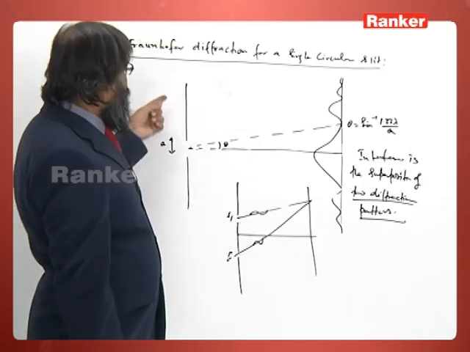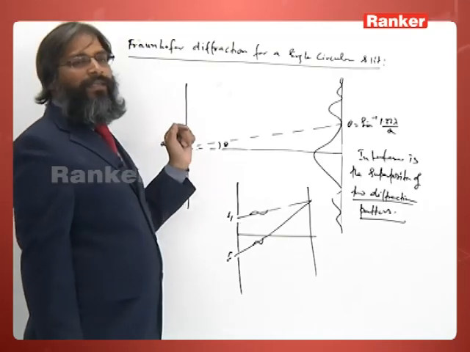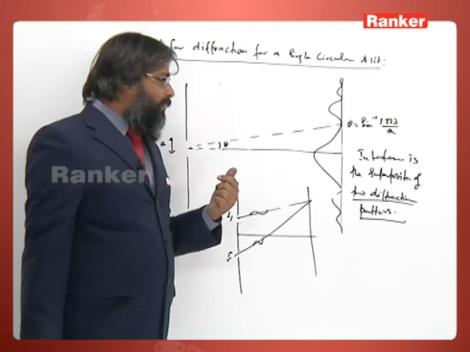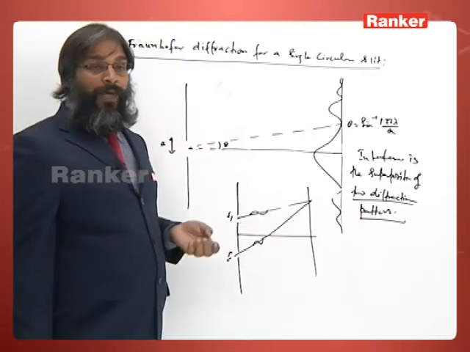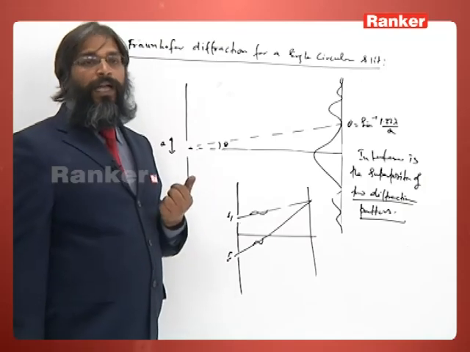So now we have discussed the Fraunhofer diffraction for a single circular slit. Next we are going to discuss resolving power, the limit of resolution, and the resolving power of a telescope and a microscope.